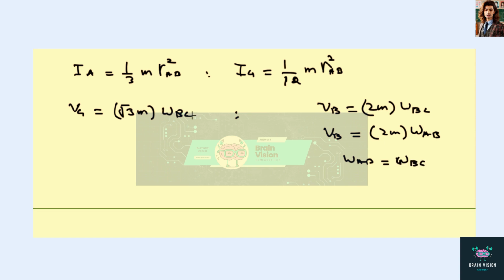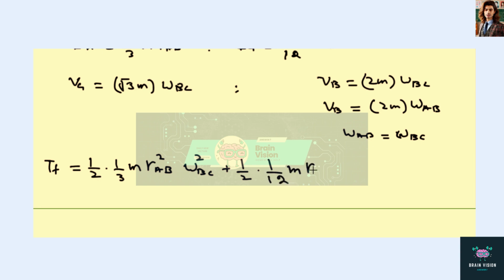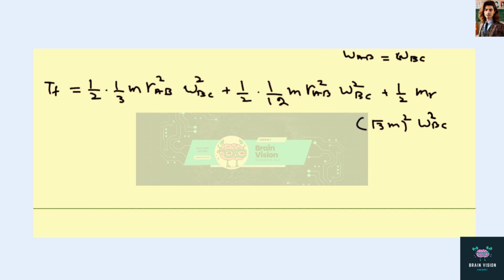Now using these relations we can write equation number 1 as Tf is equal to 1 divided by 2 dot 1 divided by 3 m RAB square omega BC square plus 1 divided by 2 dot 1 divided by 12 m RAB square omega BC square plus 1 divided by 2 m, and here we can write square root of 3 meter square omega BC square. Now let's put the values into this equation.